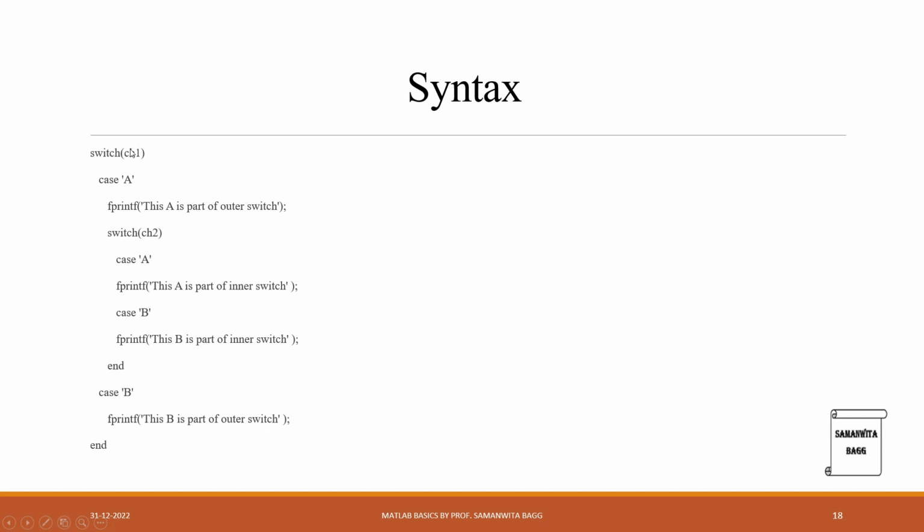So first, by reading this, you have printed here. Second, by comparing and knowing that this is case B for character 2, you will write here. This B is a part of the inner switch. And then you'll have case B over here. If this switch over here has B instead of A, then you will just print this statement. So if you have A, you will have something from here also, and from B you will have to print this statement.